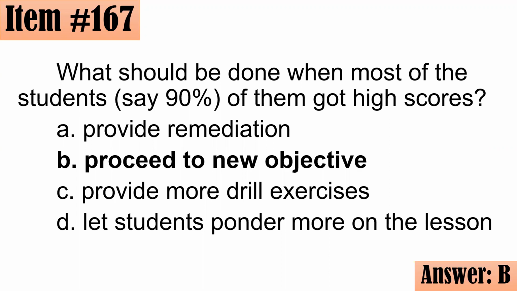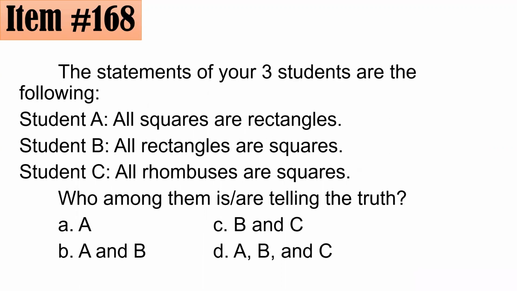168. The statements of your 3 students are the following. Student A, all squares are rectangles. B, all rectangles are squares. C, all rhombuses are squares. Who among them is or are telling the truth? Is it A, B, C, or all of them, A, B, and C?